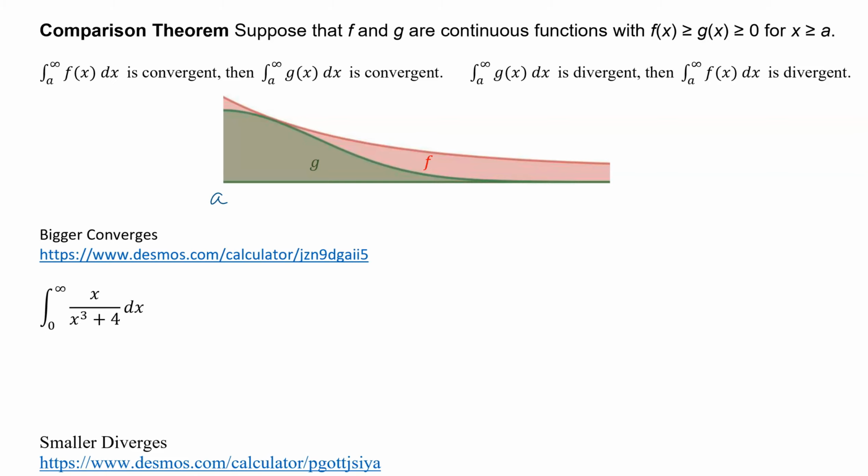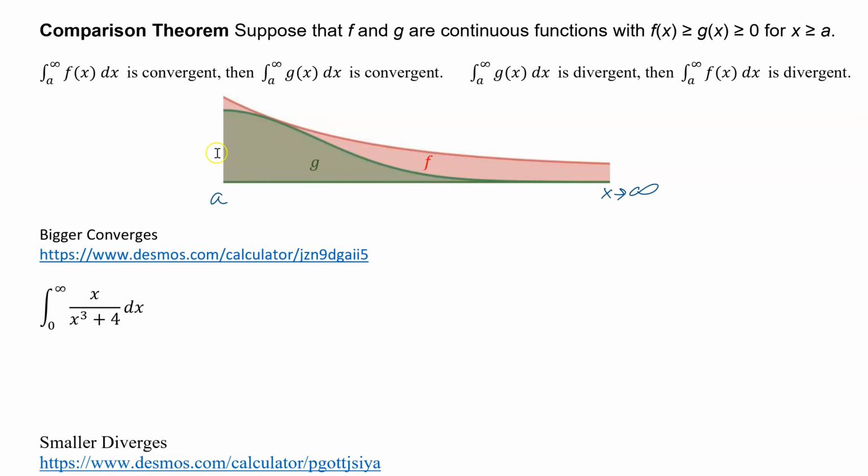This is the comparison theorem, and what we're going to be using it for is to use another function to show that one function is convergent or divergent. So we have two functions, f of x and g of x. F here is bigger than g. And since we're finding the area from a to infinity, and our x is going off to infinity, then obviously the area under the curve for f would be bigger than the area under the curve for g.